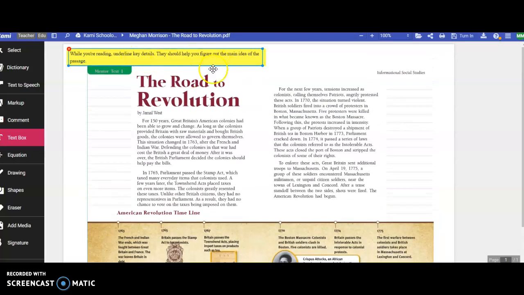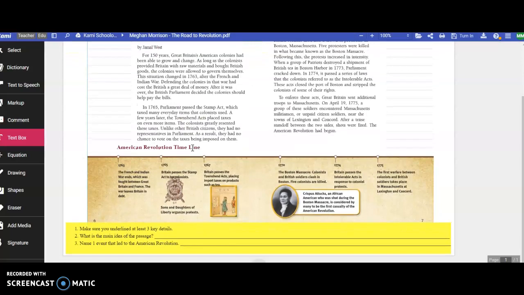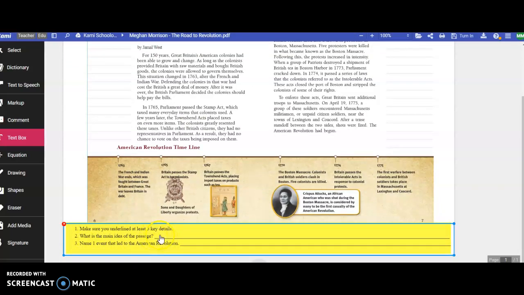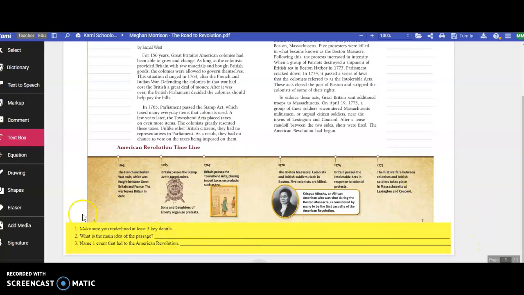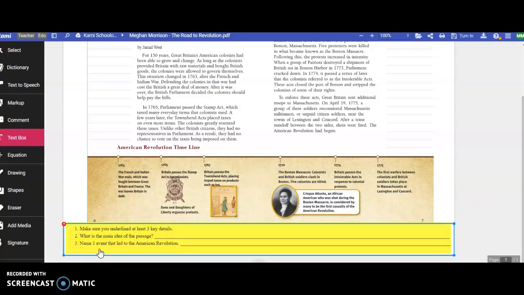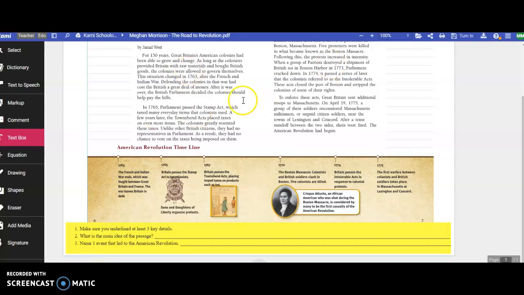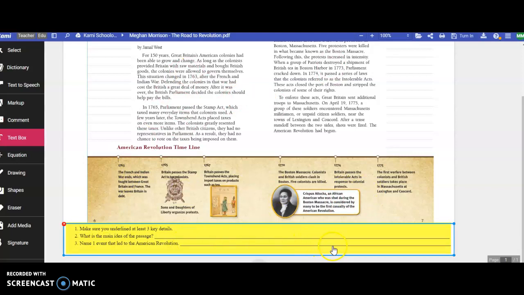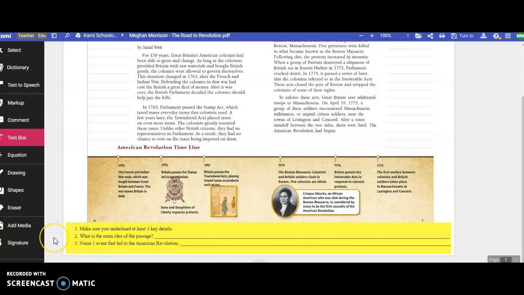Okay, so you're underlining at least 3 key details, then you're telling me the main idea, and then you're also naming one event that led to the American Revolution. There are multiple listed in the text and on the timeline, so just pick one. Make sure that your writing stays on the page, not below, so that I can see it. And if you need help, I am more than happy to help.